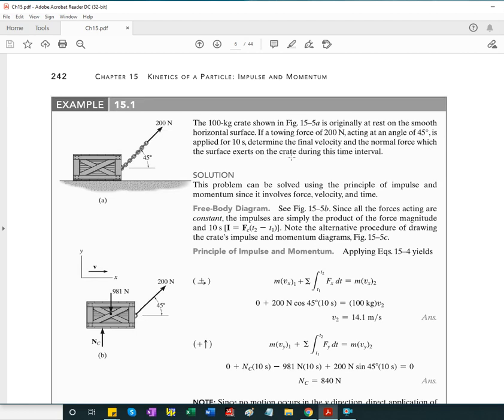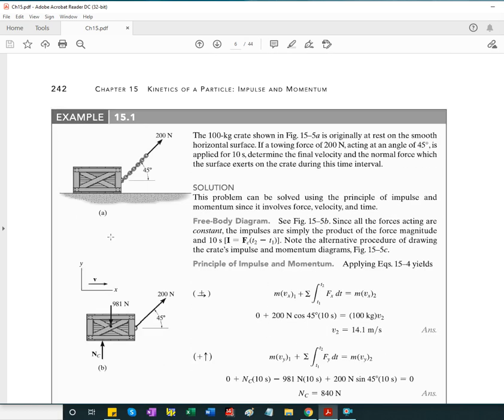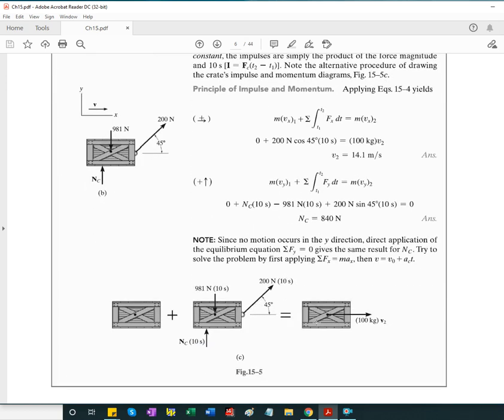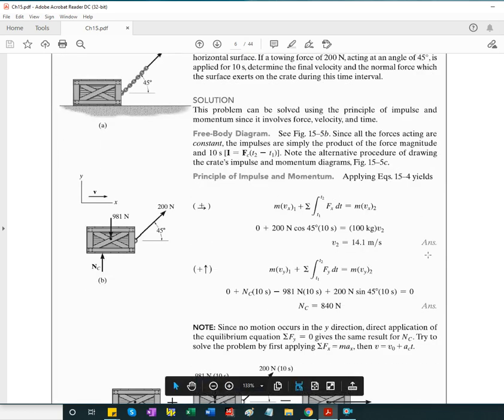And it also says the normal force. You can write the linear impulse momentum equation for the vertical axis, but this is equivalent to just saying that since velocity is zero in the y direction, the sum of forces equals zero. It's something you could tell right away. So the weight of the crate is the reaction from the normal surface. You don't need to go through this step. The final velocity after 10 seconds of the action of this force comes right away from the impulse momentum equation.